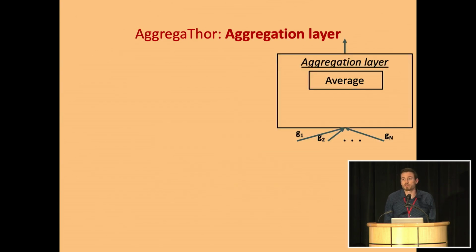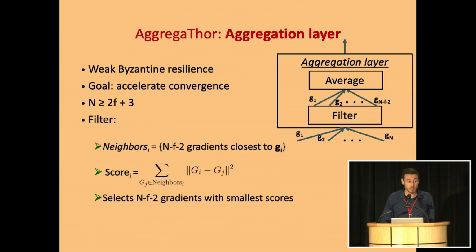So vanilla TensorFlow, by default, employs averaging inside this aggregation layer. So if we wanted to implement the same algorithm as vanilla TensorFlow, it would simply create an average of the gradients. What we do is introduce a filtering component before the averaging. This component, we are able to prove, ensures weak Byzantine resilience.